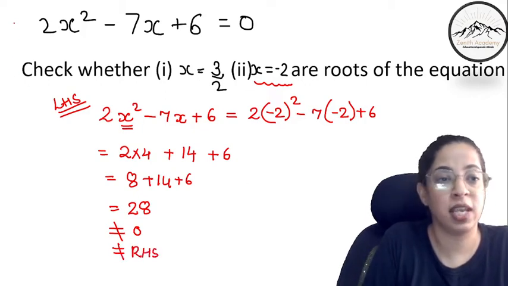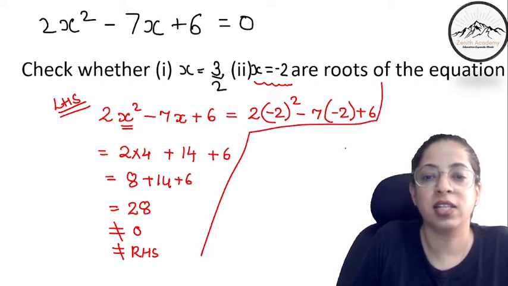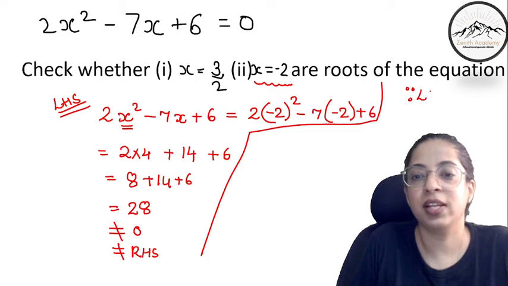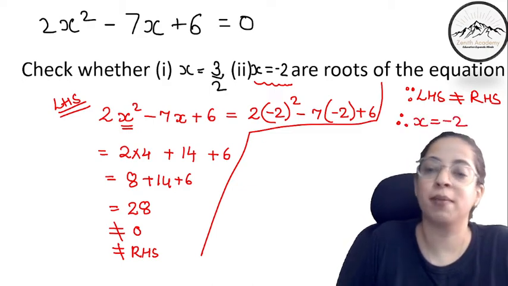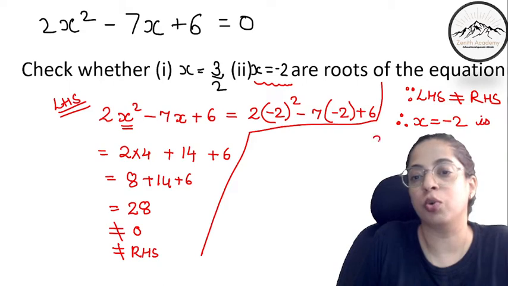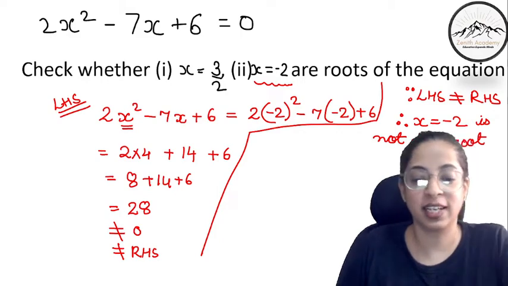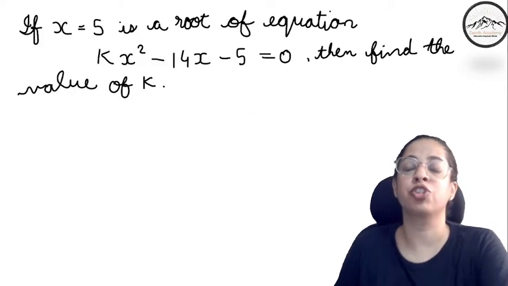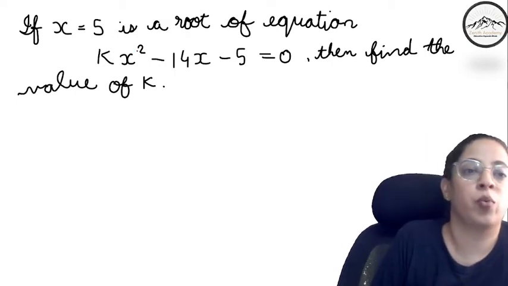So we can say since left hand side is not equal to right hand side, therefore x equal to minus 2 or simply minus 2 is not the root of the given quadratic equation. Is that clear? Is it clear to you, my dear children, how to check whether the given value is the root or not? Now see the next question.